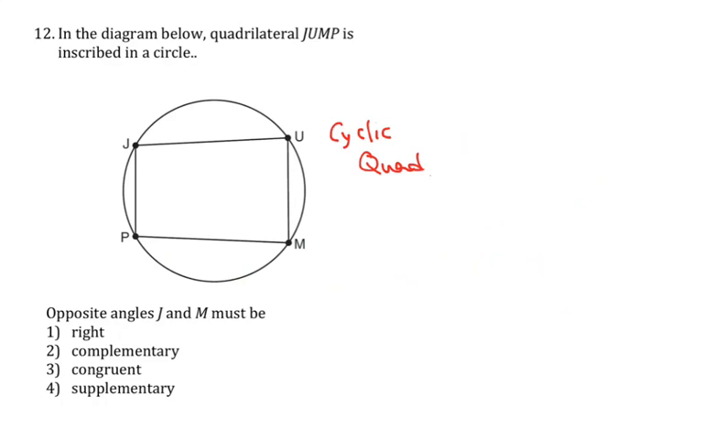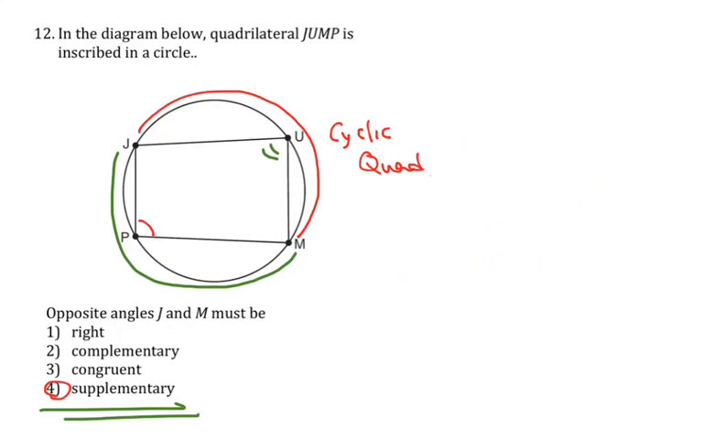In that case, we realize that opposite angles are supplementary. So the answer is choice 4. The reason is this angle will be covering half of that arc, and this angle will cover half of this arc. But notice that if you were to look at the red arc and green arc combined together, it becomes 360 degrees. But the inscribed angles are half of those, so they add up to 180. Since they add up to 180, that's why it becomes supplementary.